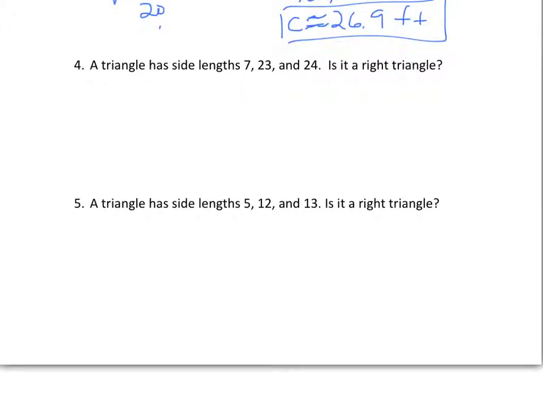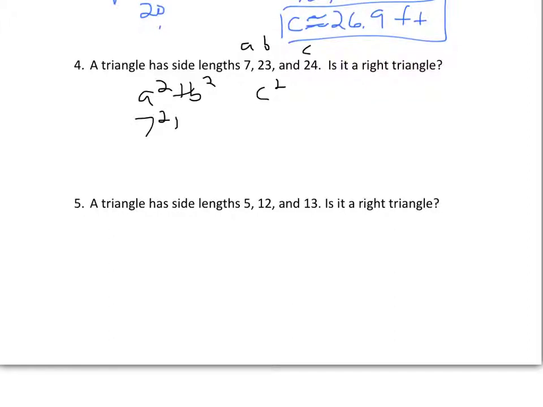So the smallest one's always going to be A, medium one's B, biggest one's C. Alright, it's not necessarily always in order like that. In these two it is, but 24 could come first. It still would be C. Alright, so what we need to do is plug this in. A squared plus B squared and C squared.